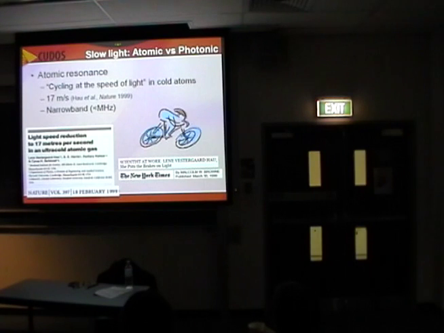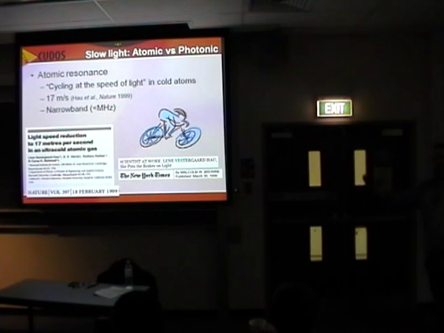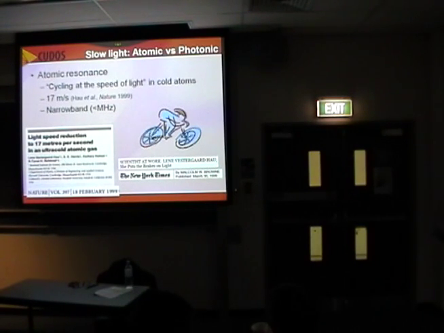Although this was of fundamental interest, there were a number of significant challenges in terms of exploiting this effect. Obviously, the first is that this was an atomic resonance. So this was an atom that had been cooled down to probably nanokelvin in a lab the size of this room. And in fact, the pulse of light that had been slowed down was very, very long because this was a very narrow band effect. In fact, it was limited only to a few megahertz. So it was a very exciting scientific result, but it didn't really have an application at the time.